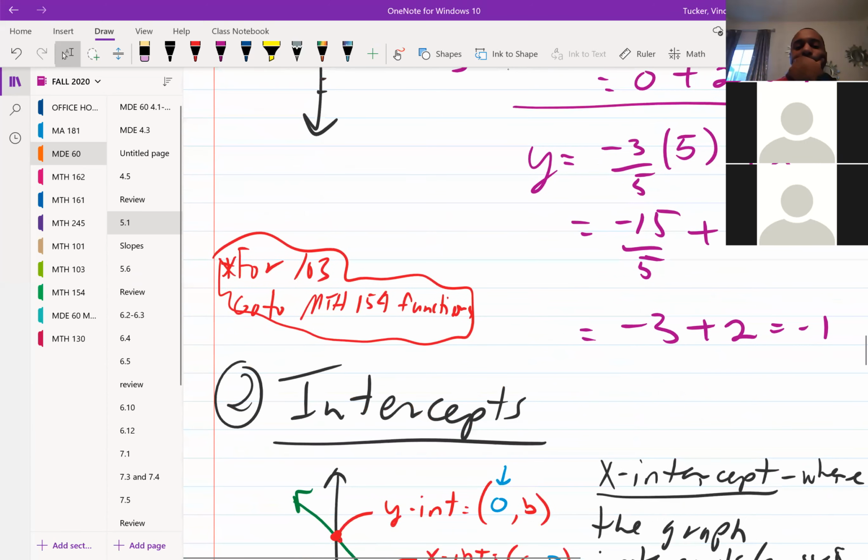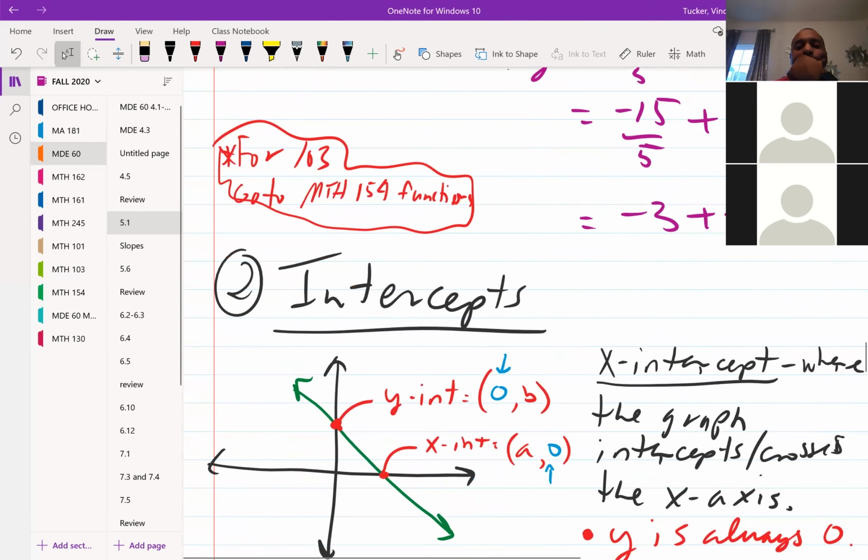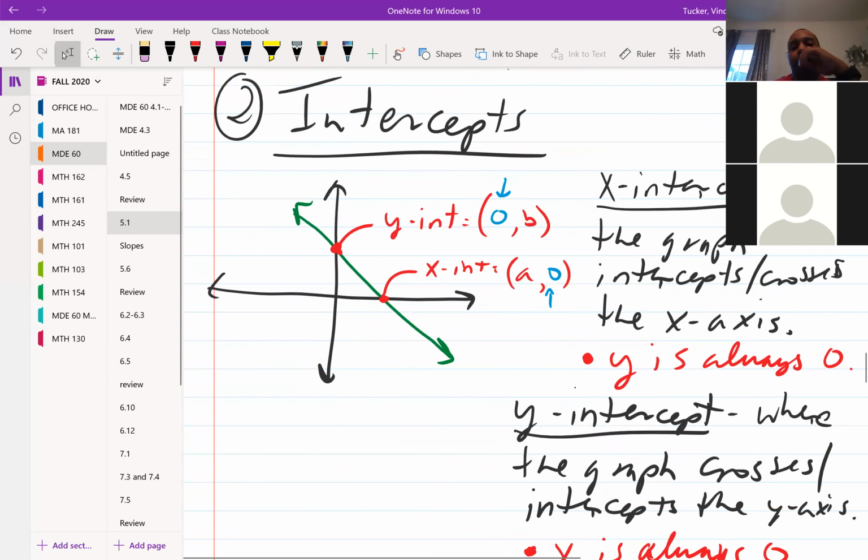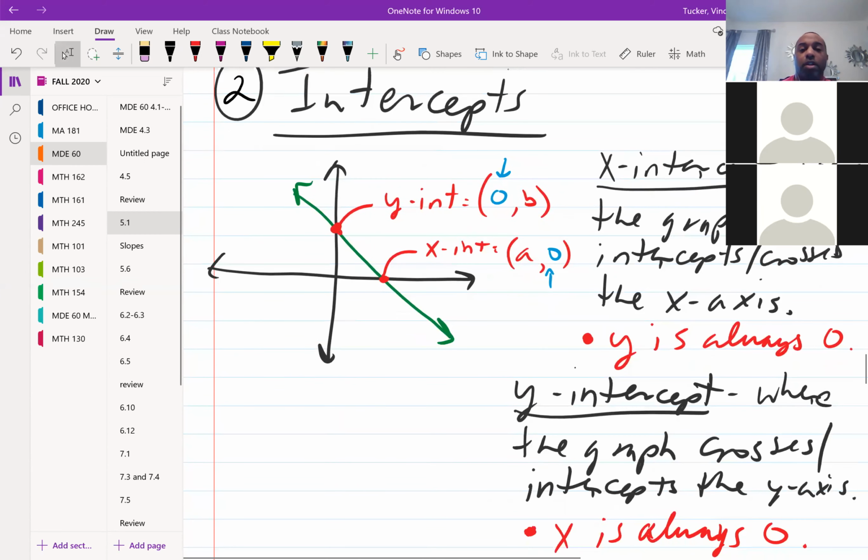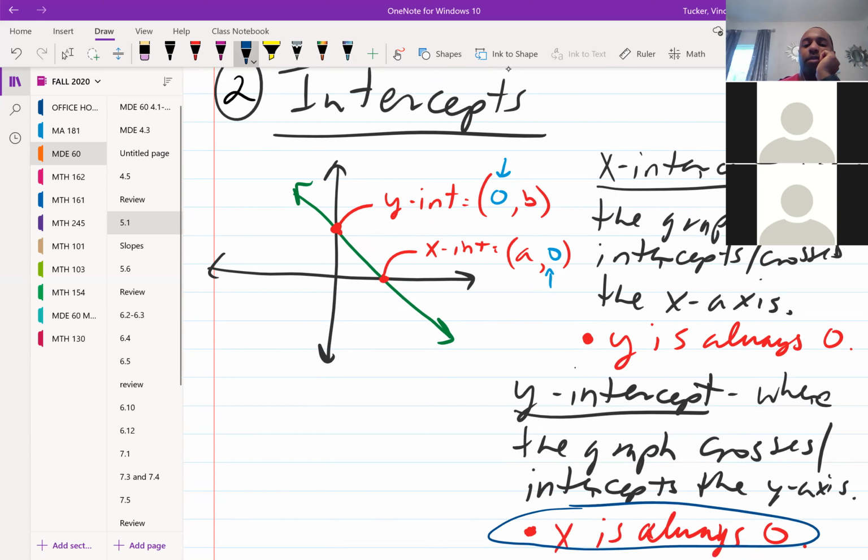All right, so let's look at the next method and then we'll stop here. All right, looking at your intercepts. Your x-intercept is where the graph intercepts or crosses the x-axis. Your y-intercept is where the graph crosses or intercepts the y-axis. Characteristic of all x-intercepts is that y is always zero. Characteristic of all y-intercepts is that x is always zero. So it's the opposite. If you're looking for your x-intercept, you know that y is always zero. If you're looking for your y-intercept, you know that x is always zero.